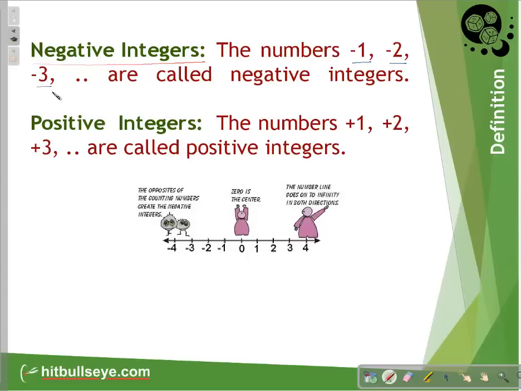There is one more point to remember. 0 is neither a positive integer nor a negative integer. We can say that 0 is a non-negative integer, or we can say that 0 is a non-positive integer.